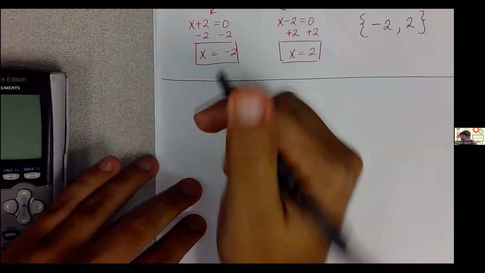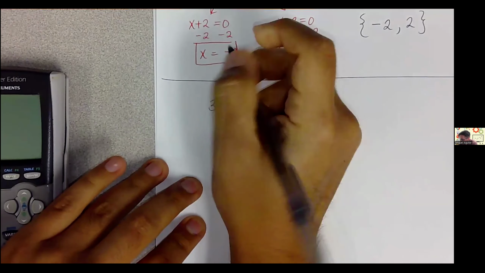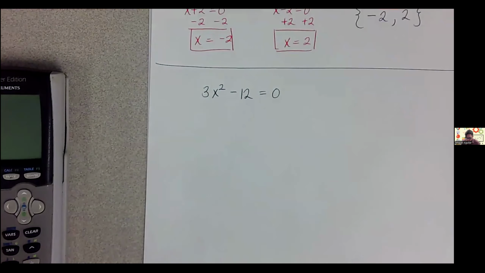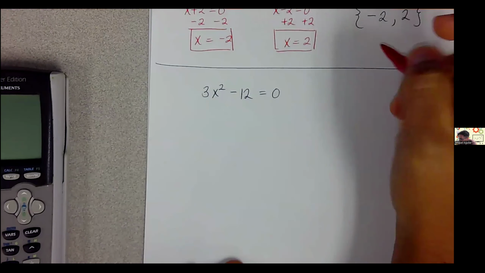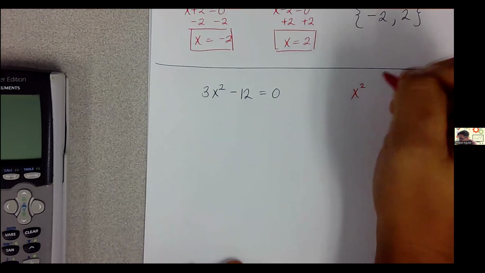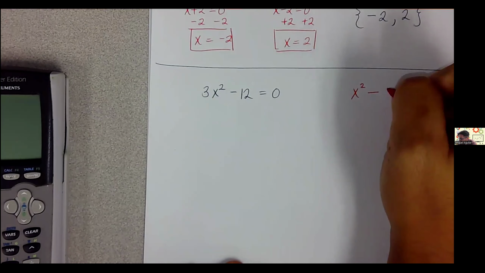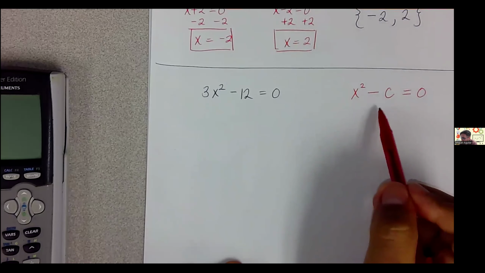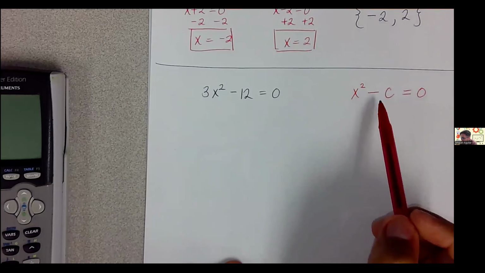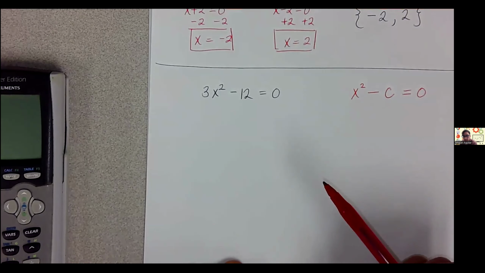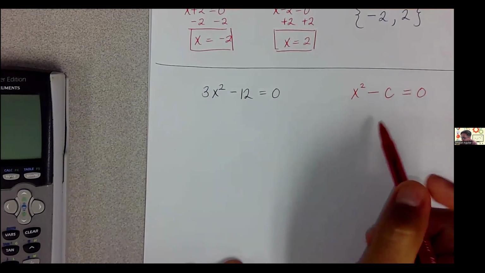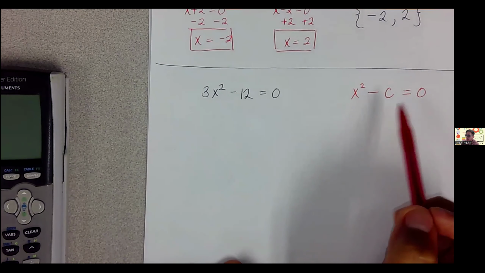What I want to do now is look at the same exact problem. 3x squared minus 12 equals 0. Now, if we are dealing with a quadratic equation where we have x squared minus some number, I'm just going to put c for a constant, equals 0, well then an equation of this form is missing the b term, the one that usually has an x with it. So we have x squared, we have a constant, but that's all we're dealing with here.